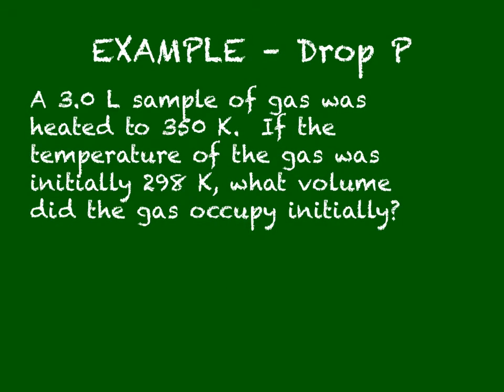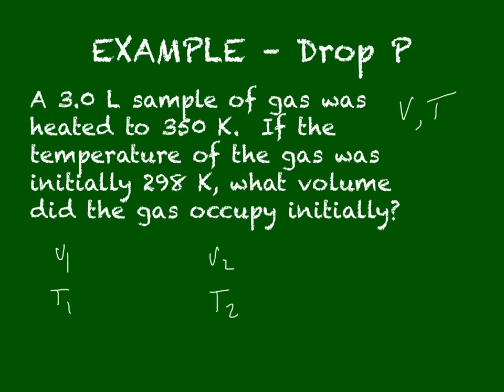Example, if we have pressure constant, in other words, if our problem doesn't actually state the pressure, assume it's constant. So here's our example. A 3.0 liter sample of a gas was heated to 350 Kelvin. If the temperature of the gas was initially 298 Kelvin, what volume did the gas occupy initially? So this is dealing with volume and temperature. So what type of law are we talking about here? We're talking about Charles's law. So volume 1, temperature 1, volume 2, temperature 2.